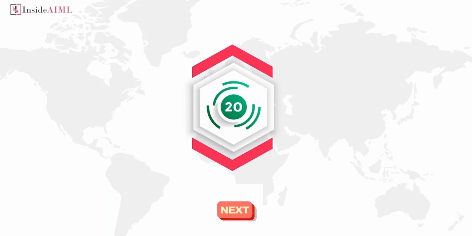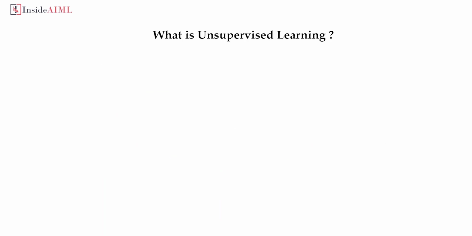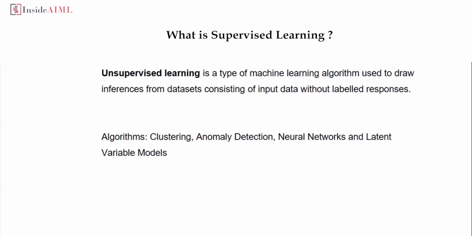Now let's go to the next question, which is, what is unsupervised learning? If you're expecting a question on what is supervised learning, it's highly probable that the next question will be, what is unsupervised learning? Unsupervised learning is a type of machine learning algorithm used to draw inferences from a dataset consisting of input data without labeled responses.